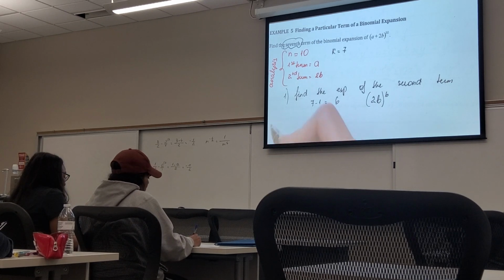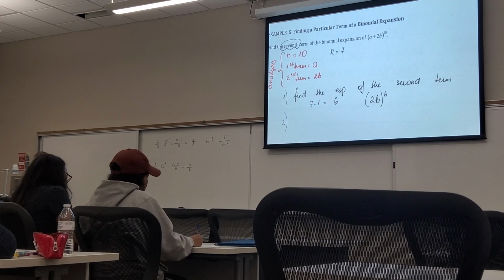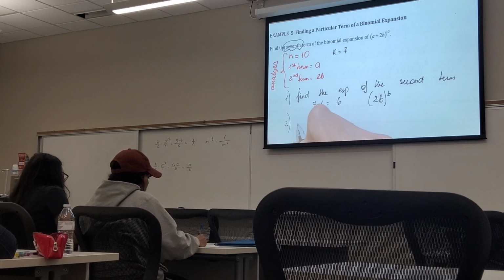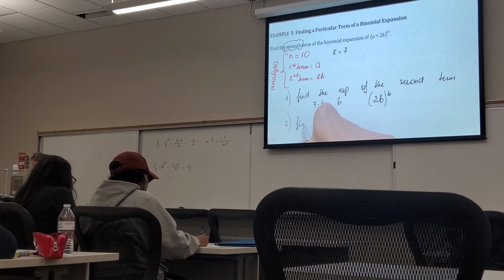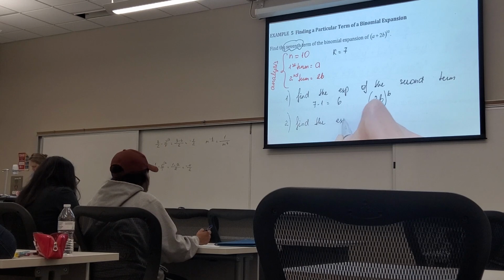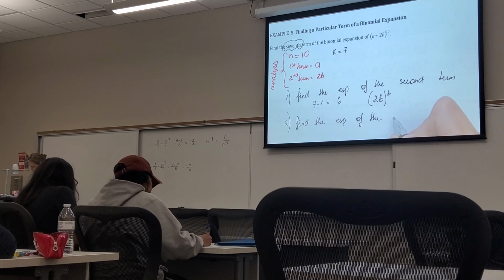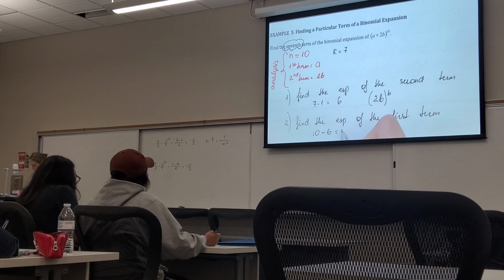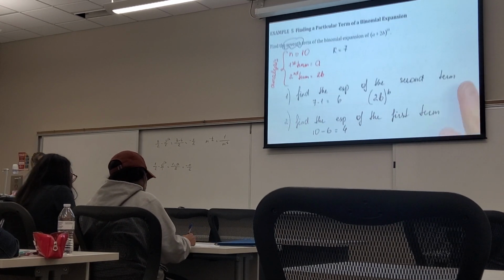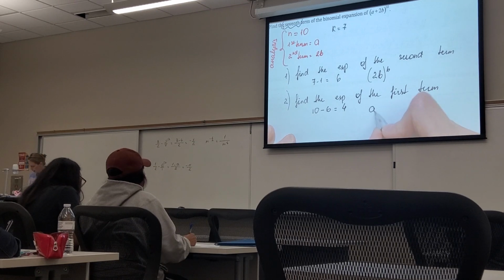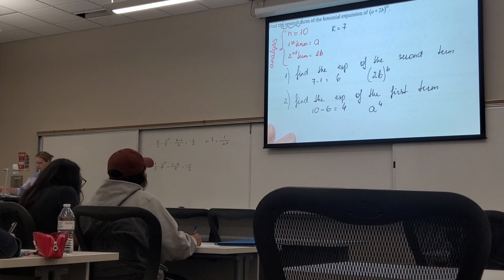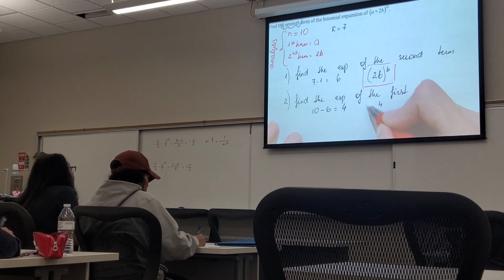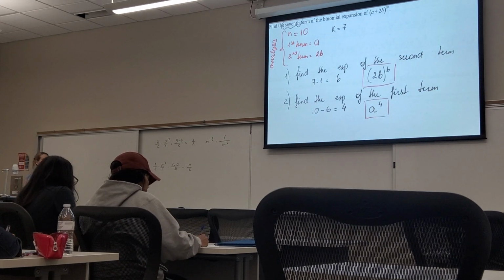Therefore, step number 2. Find the exponent of the first term. How? 10 minus 6 will give me what? 4. Therefore, I will have a to the 4th. These are my conclusions.